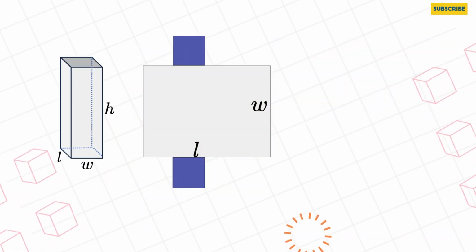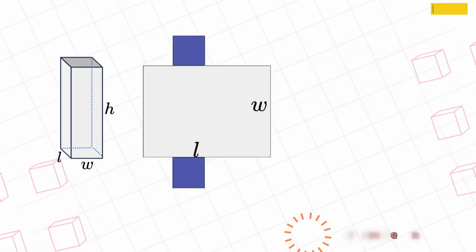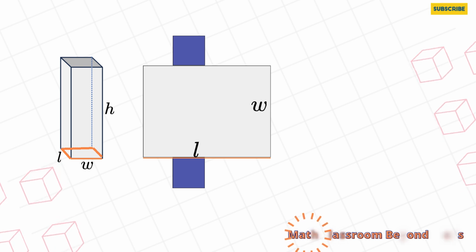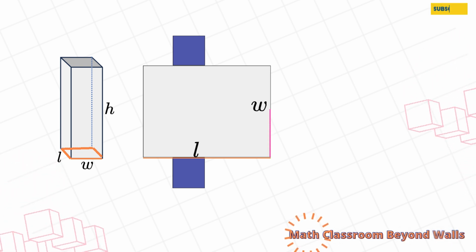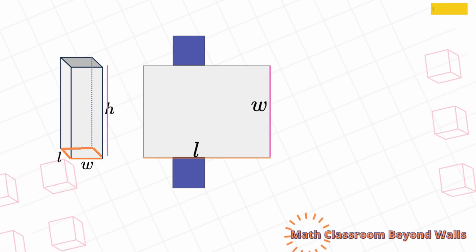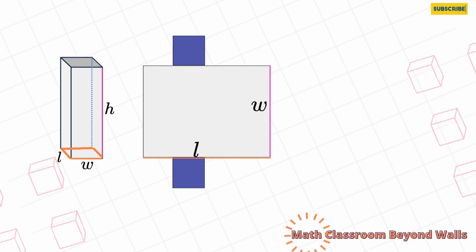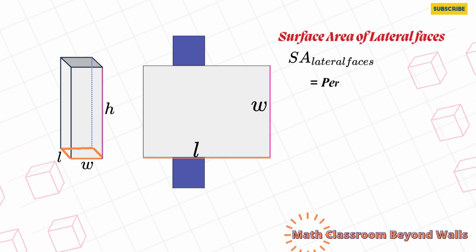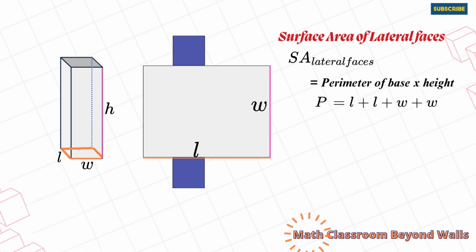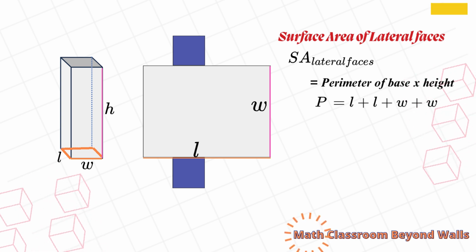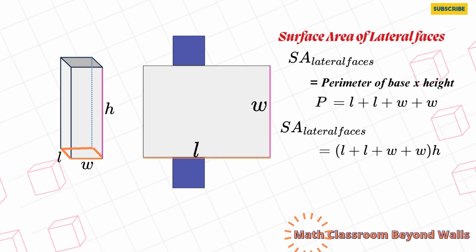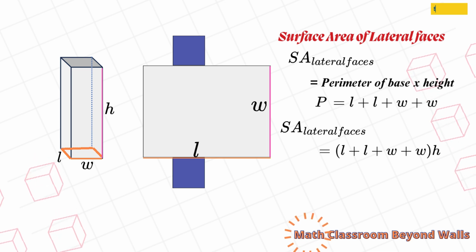Now with this, the area of the large rectangle consisting of the lateral faces of the box is L times W. But let us go back to the box. Isn't it that the length of the rectangle is the perimeter of the base of the box? What about the width of the rectangle? What is this in our box? Okay, so this is the height of the box. Thus, the surface area of the lateral faces of the box is perimeter of base times the height. Since the perimeter is the sum of the lengths and the widths, the surface area of the lateral faces is therefore the sum of the lengths and the widths times the height h.